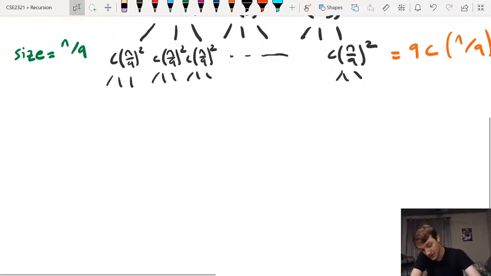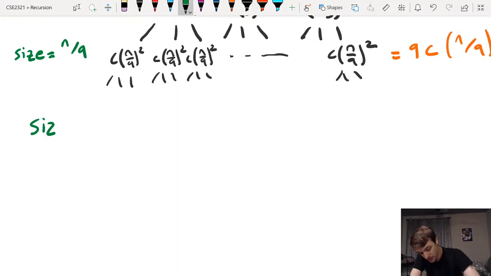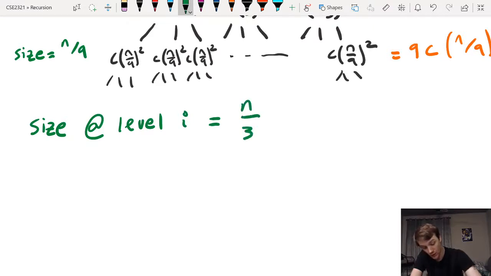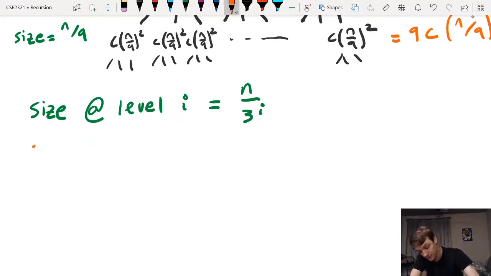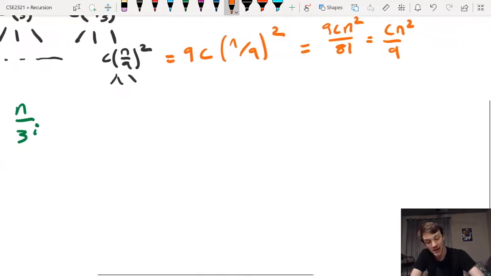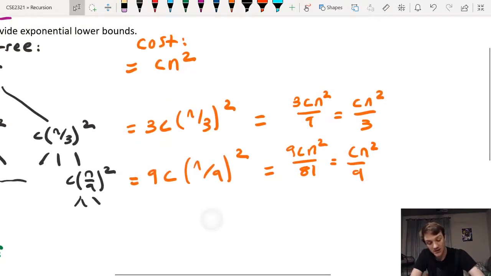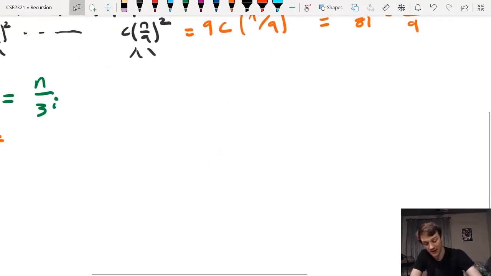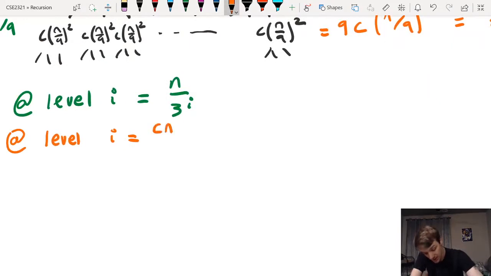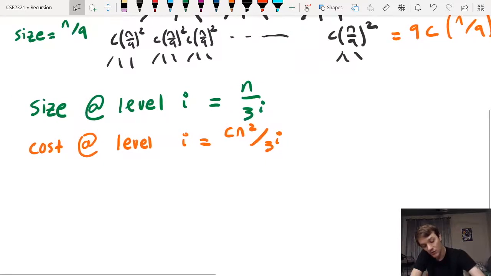So I know the size at level i is n over 3 to the i. I'm continually dividing by 3. The cost at level i, let's look at what we had. Well, we had cn squared over 3, and cn squared over 9. That looks a lot like cn squared over 3 to the i.